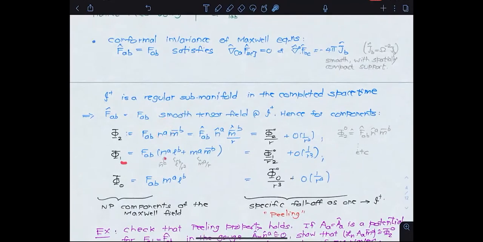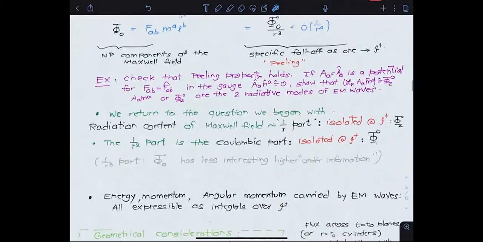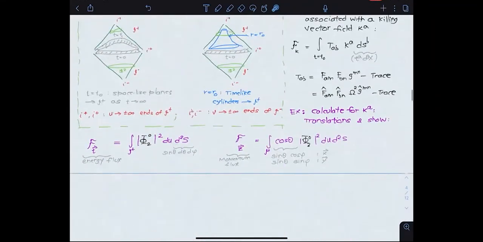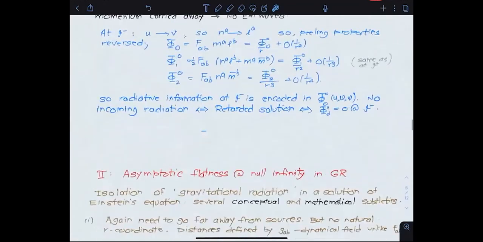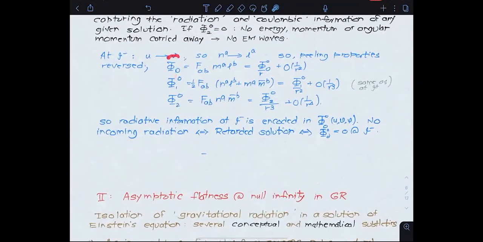But for phi 1, I got N and L both. So if I flip N to L and L to N, I get the same. Therefore, the phi 1 naught doesn't change, but this changes and this changes. And then the radiative part is now in phi naught. And so the radiation information is in here.